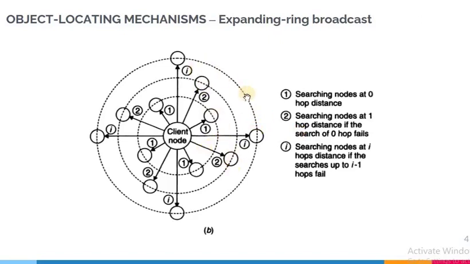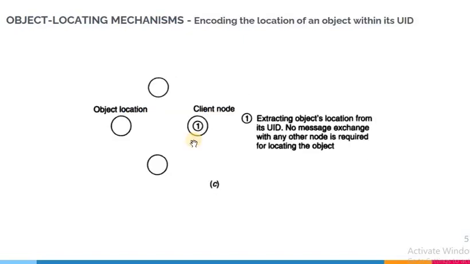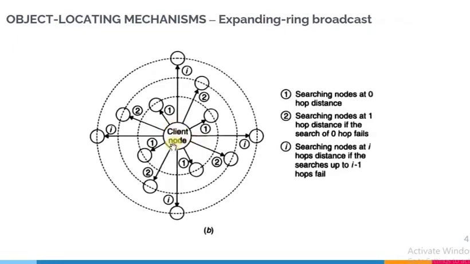Suppose the object is located at the last ring. If you consider these rings, if the object is at the last ring, then we have to go for the maximum amount of message passing until we find the particular object. But if we had used the next technique, suppose we had used this technique here, then we would not have to go through all these rings. We would have directly gone to the particular machine and accessed the object.